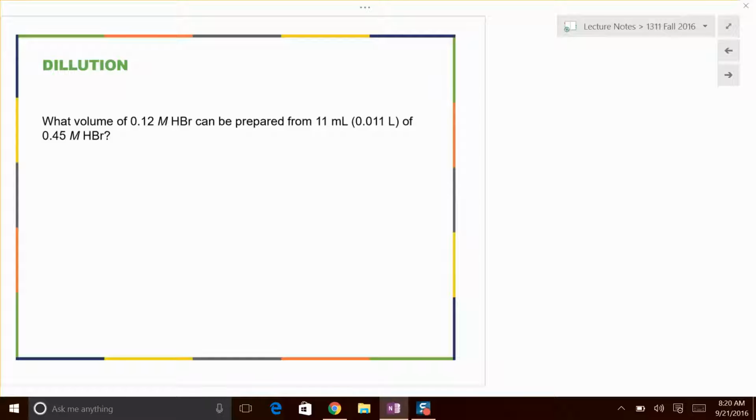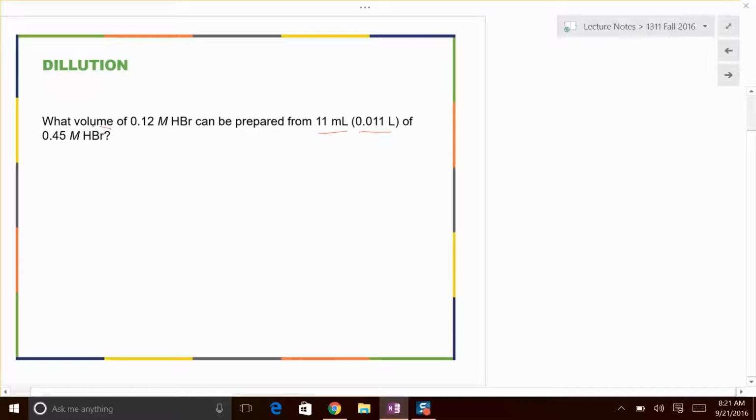Okay, so they actually gave me the milliliters and the liters here. Okay, so which one do I use? It doesn't matter. If you use the milliliters, your answer will be in milliliters. If you use the liters, your answer will be in liters. Okay, so that's the story.